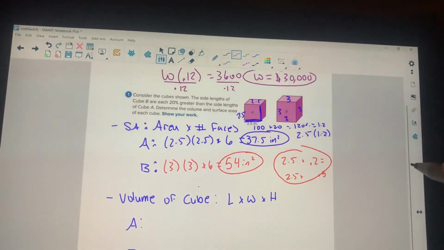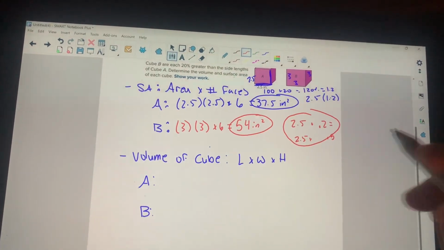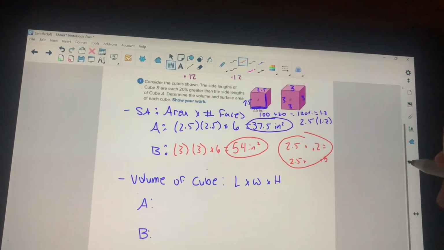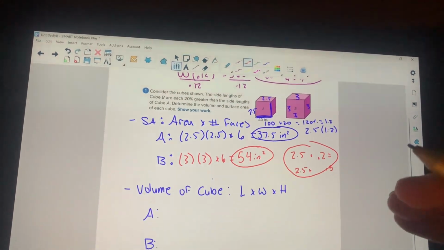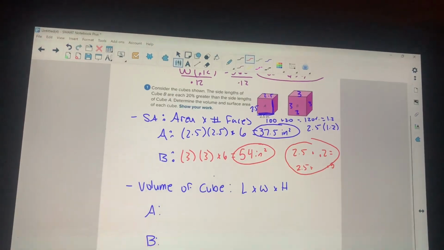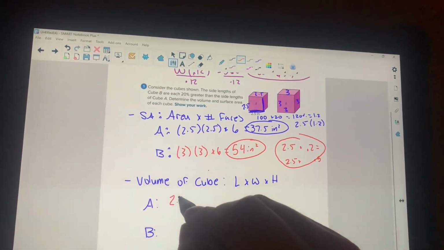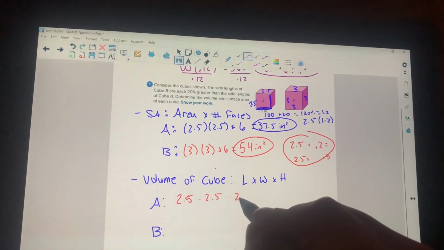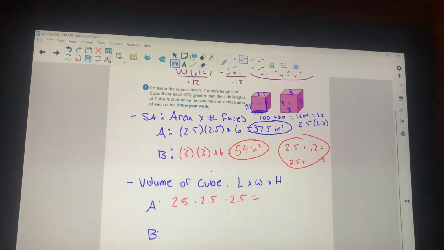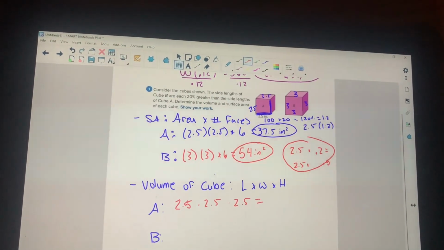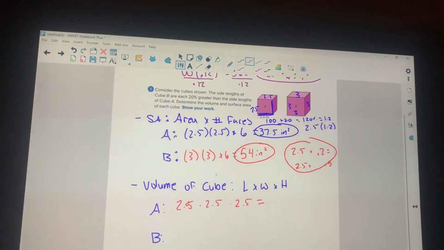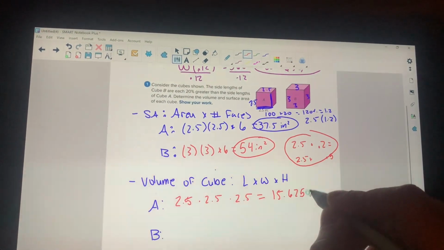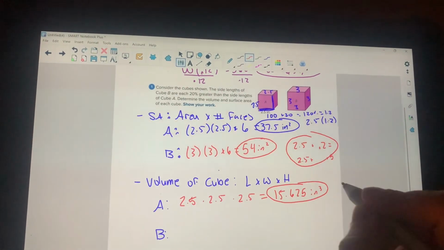Now, that was just one part of this question. The second part wants the volume. So the volume of a cube is the length times the width times the height. Again, we're fortunate that these are squares, so every side length on this is the exact same. So for our first shape, we would have done 2.5 times 2.5 times 2.5. We can put that in our calculator, and we get 15.625 inches cubed. Since we're doing volume, our answer is cubed.